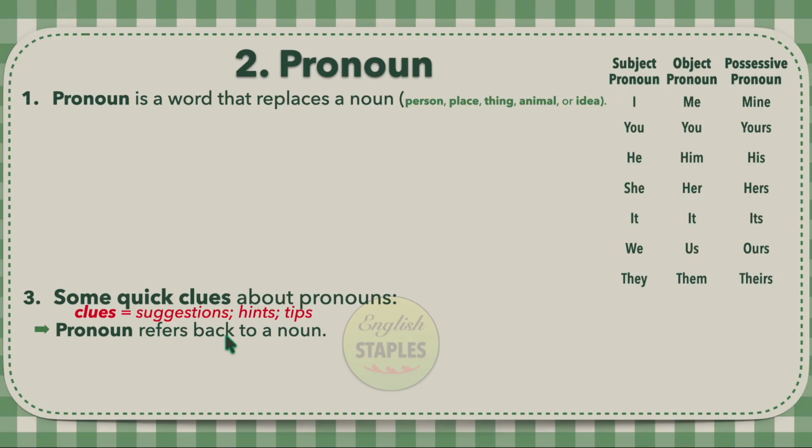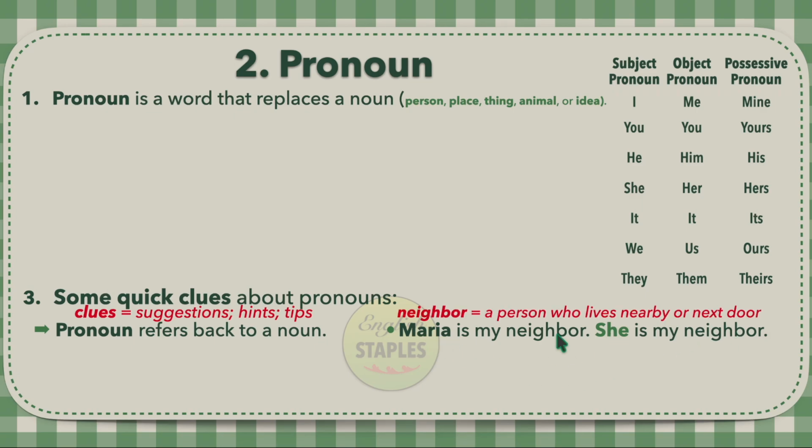Pronoun refers back to a noun. For example, Maria is my neighbor. She is my neighbor. So we're repeating the same sentence, but we just change Maria to she. Who is a neighbor? It's a person who lives nearby or next door. That's a neighbor.